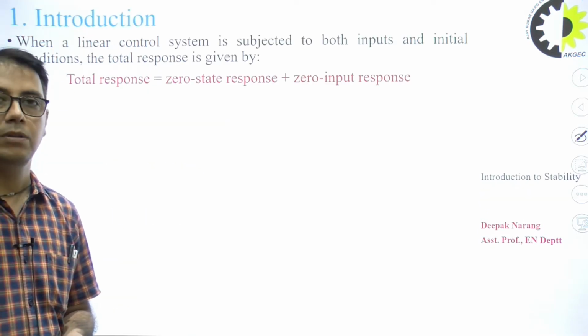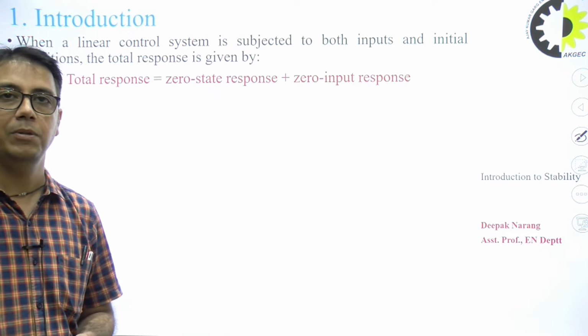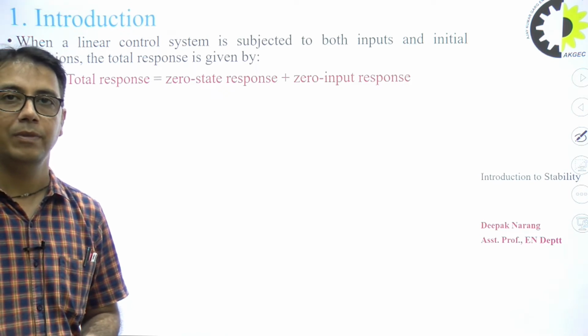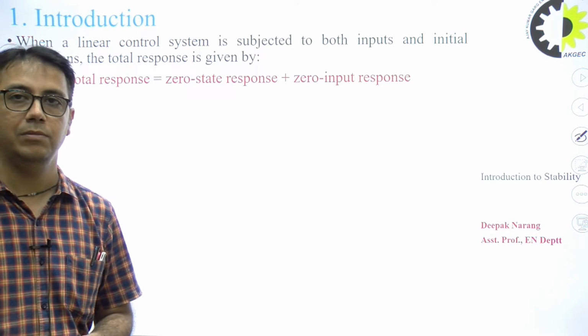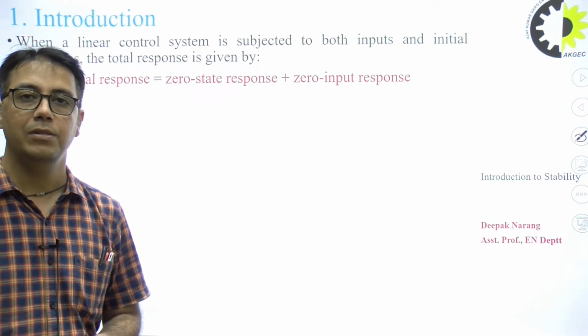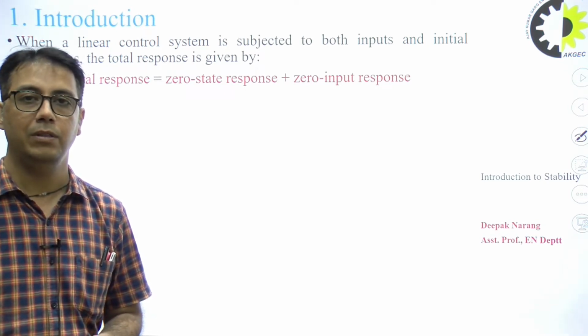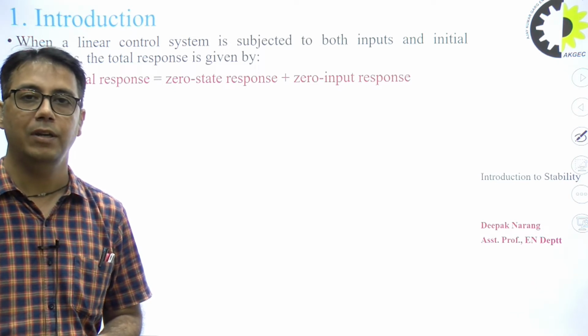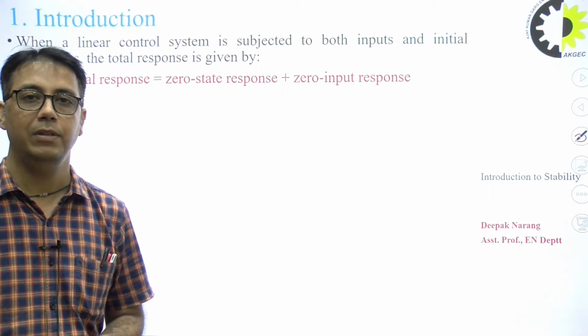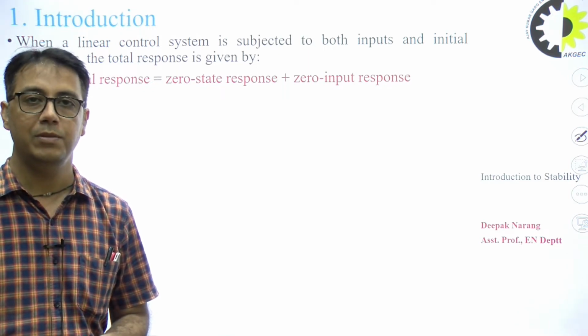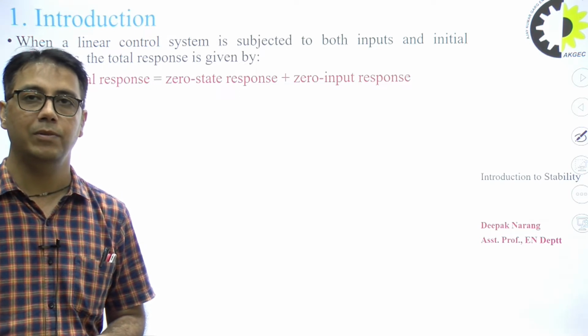So first of all, why do we go for stability in control system? As we know, the system performance is basically depending upon what kind of output we are getting. If that output is of our interest, then we say that the system is stable one. And this basically defines the performance of a control system.